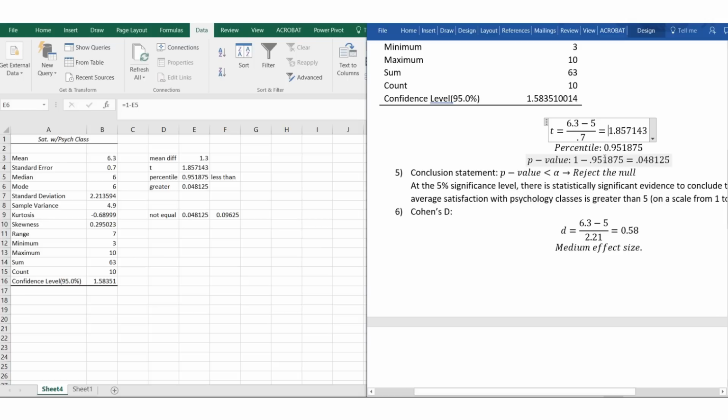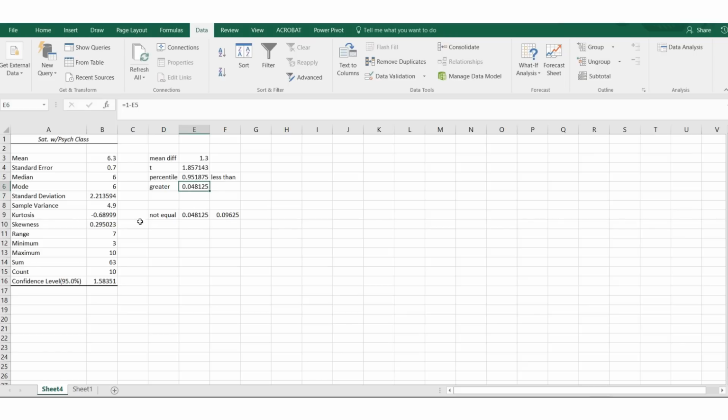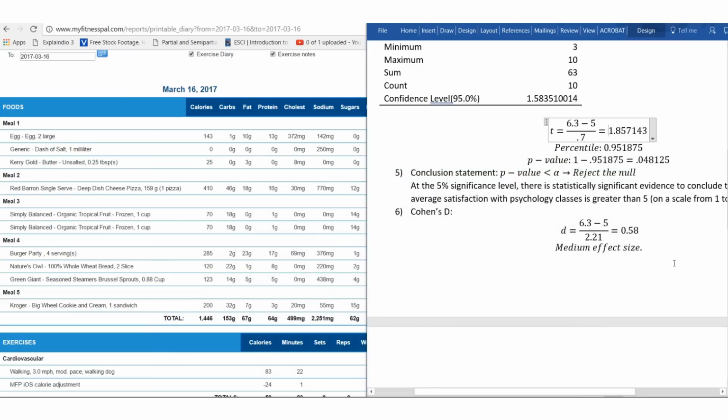So here I wrote out the p-value is 1 minus the percentile that we got. So you don't have to do all 3 different ways. Well, you have to do the percentile no matter what you're doing, but you don't have to do all greater than and not equal to. You just do the one that you hypothesized in number 1.